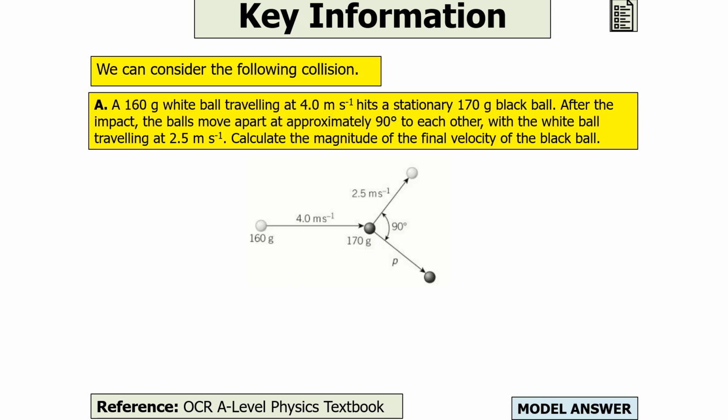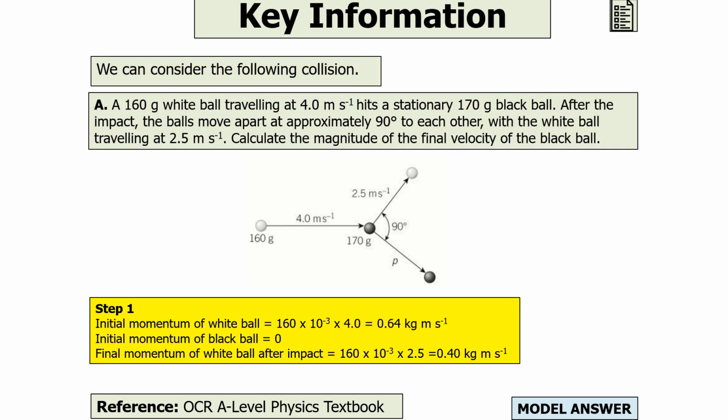So let's have a look at the following collision. A 160 gram white ball travelling at 4 meters per second hits a stationary 170 gram black ball. After the impact, the balls move apart at approximately 90 degrees to each other, with the white ball travelling at 2.5 meters per second. Calculate the final velocity of the black ball.